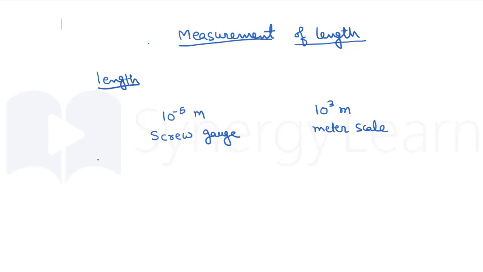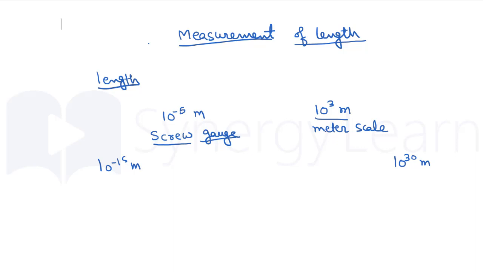We have nucleus as small as 10 raised to power minus 15 meter and universe which is as large as 10 raised to power 30 meter or even beyond. Now we have limitation in measuring lengths. Say with help of screw gauge or spherometer we measure lengths as small as 10 raised to power minus 5 meter, and with meter scale we can measure distance as large as a kilometer.